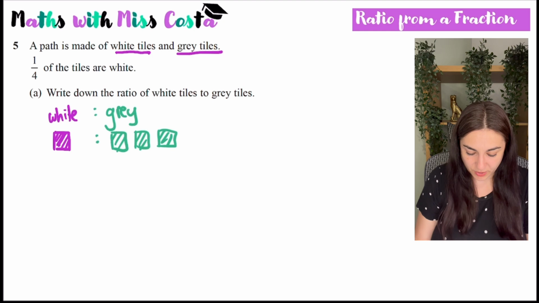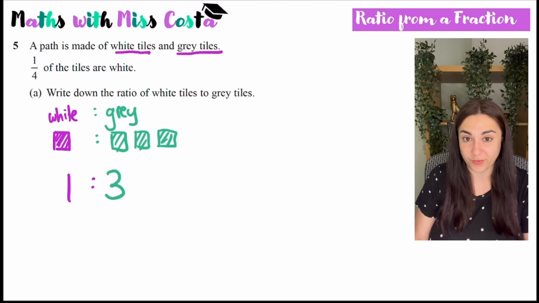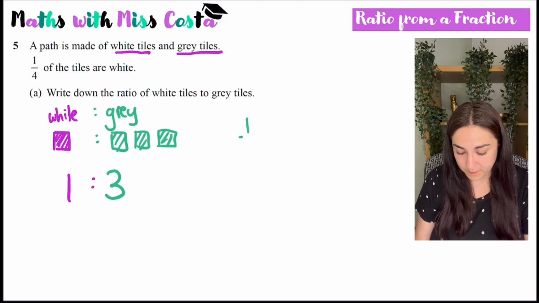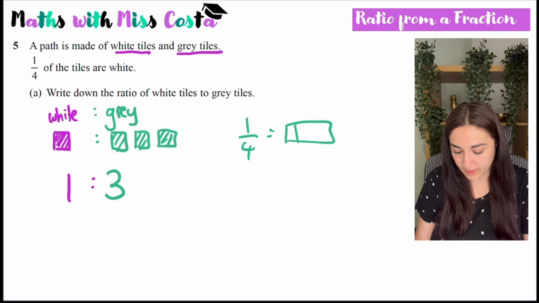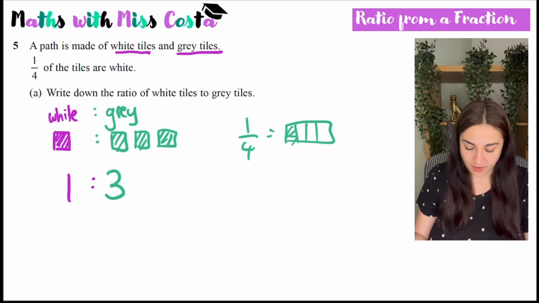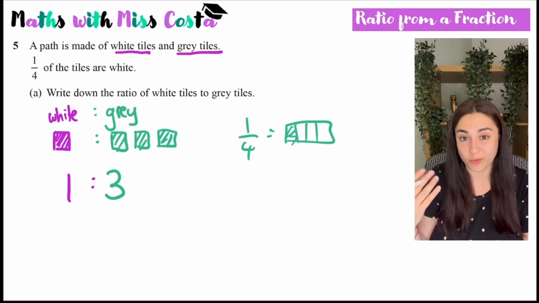Therefore, the ratio of white tiles to grey tiles would be 1 to 3. A common misconception is that it's 1 to 4, but 1/4 means that 1 out of every 4 are white, therefore the remainder is 3.